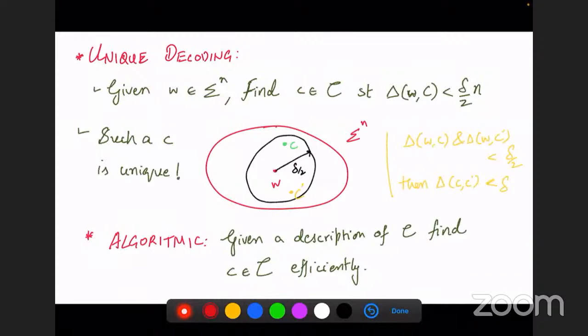That is, there is only one c which is within a ball of radius delta n by 2 around W, and again, the ball is in the Hamming metric. It should be clear that this c is unique, because if there are two such c's, c and c prime, then the distance between c and c prime will fall below delta n, which is a contradiction. Of course, there is an algorithmic counterpart to this: given a description of script C, can we find this little c efficiently? But we'll come back to this question.